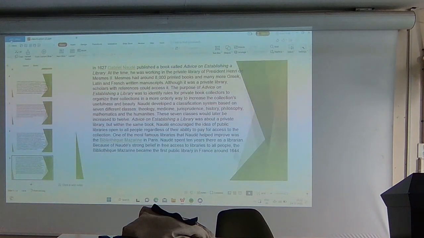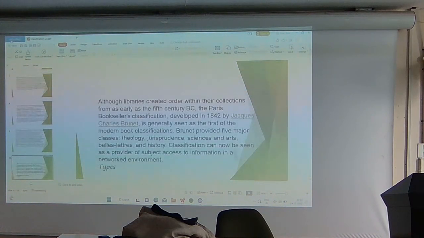Ultimately we need a scheme. Hame kuch to chahiye taki hum kitabon ko rakhe. So aise kya cheez ho ki hum kitabon ko arrangement mein rakhe. So this is all history. Right? So history ke baad kya hota hai? Libraries created order within their collections, as early as 5th century BC.